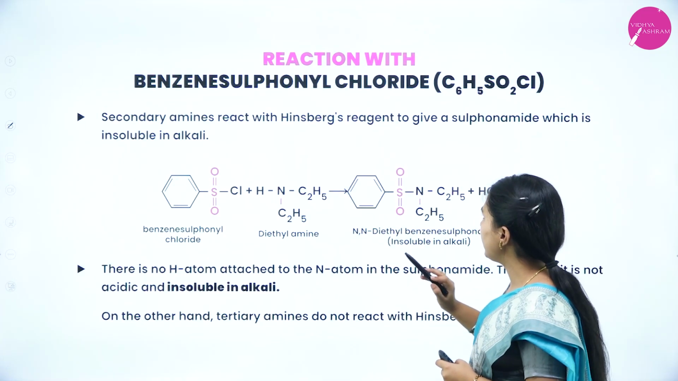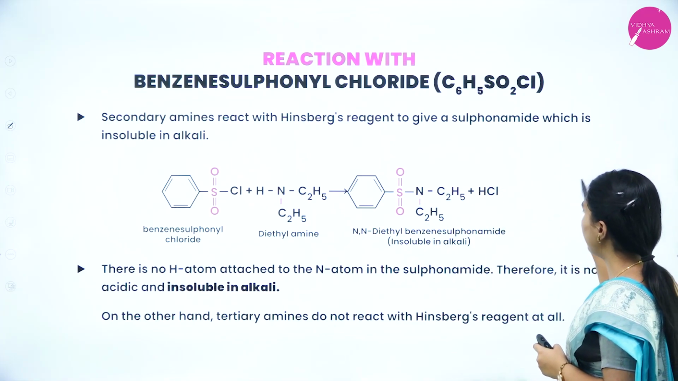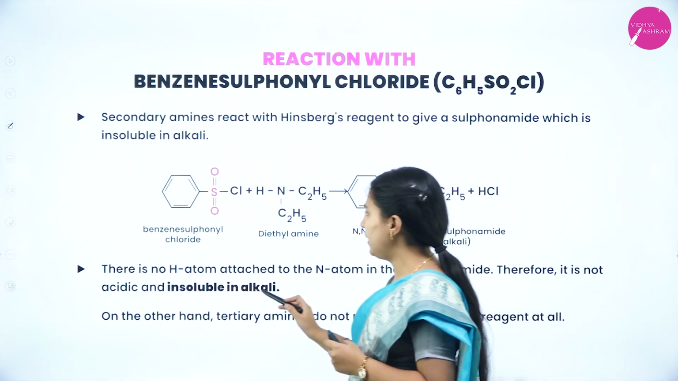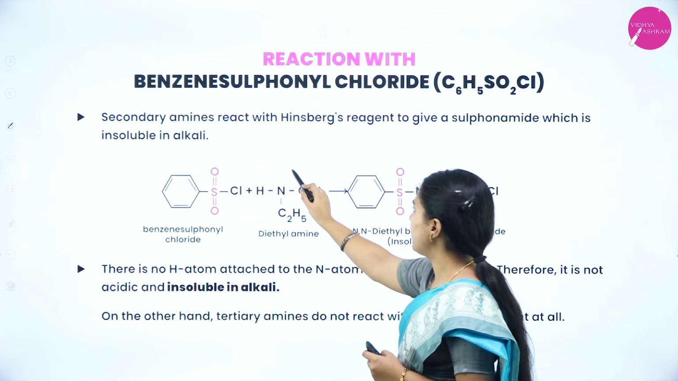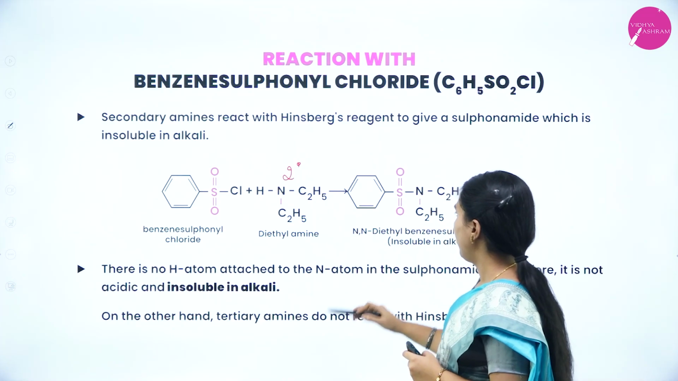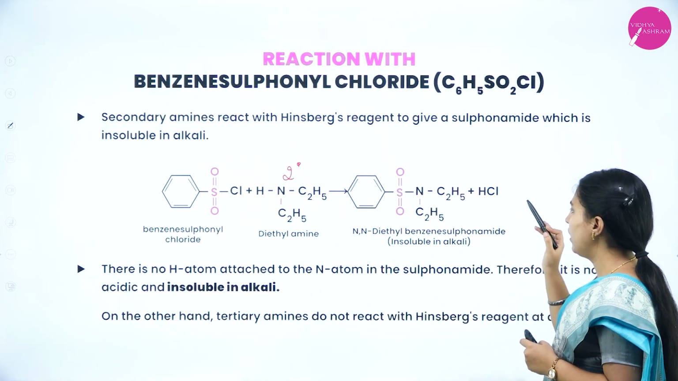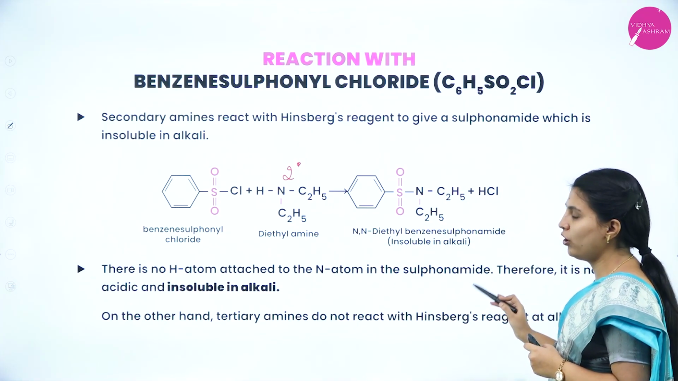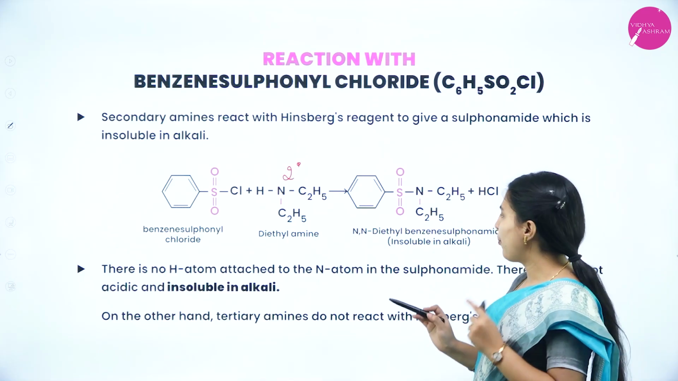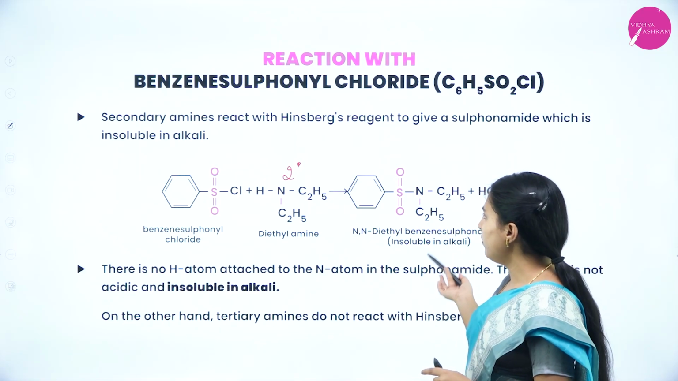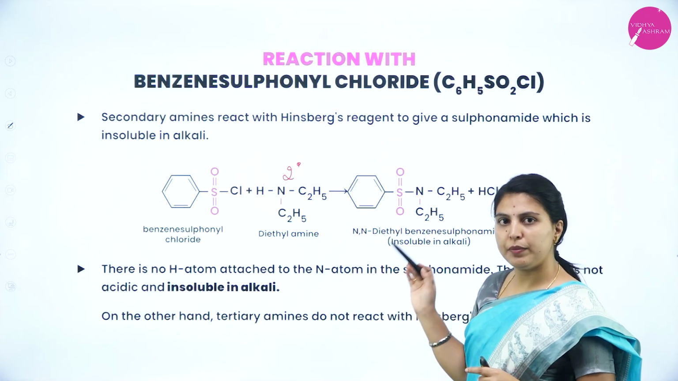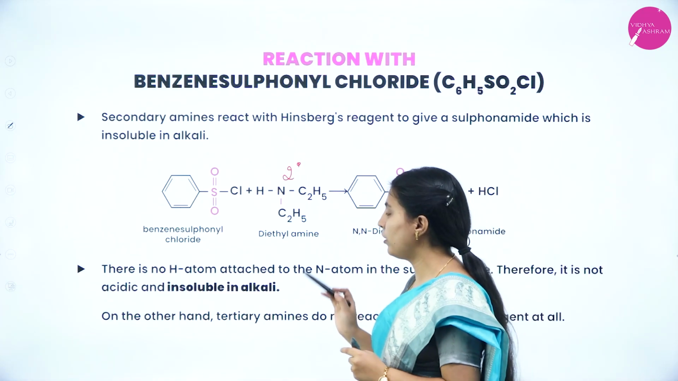Secondary amines react with Hinsberg's reagent to give a sulfonamide which is insoluble in alkali. This is benzene sulfonyl chloride. This is diethylamine, which is a secondary amine. It forms N,N-diethylbenzenesulfonamide. It is insoluble in alkali. Only the product formed from a primary amine will be soluble in alkali. The product from a secondary amine will be insoluble in alkali.